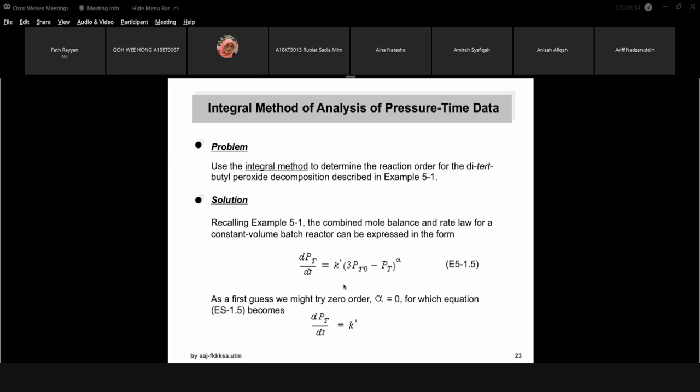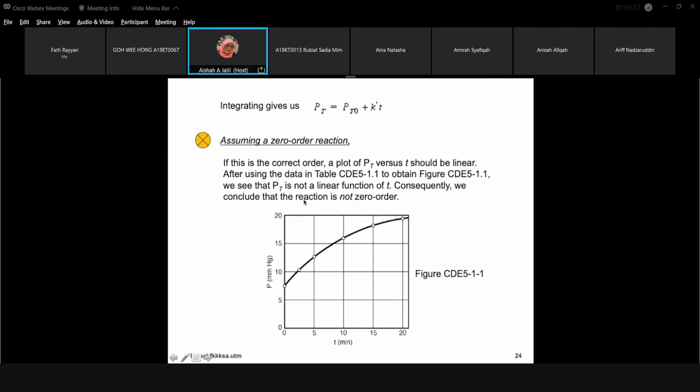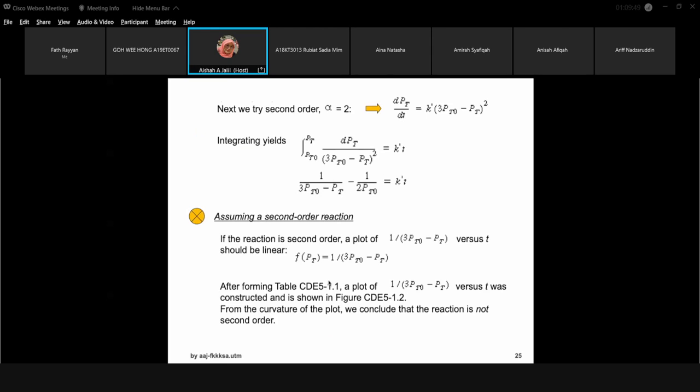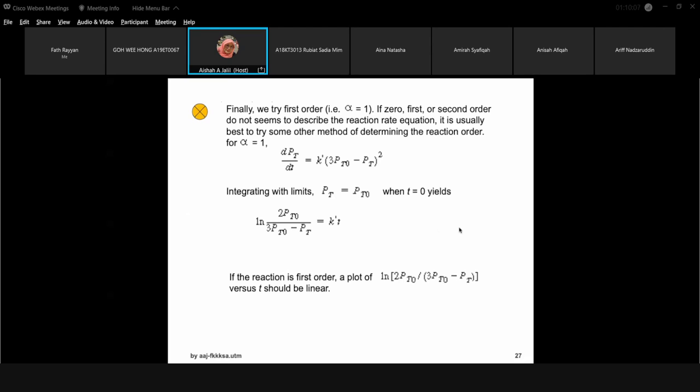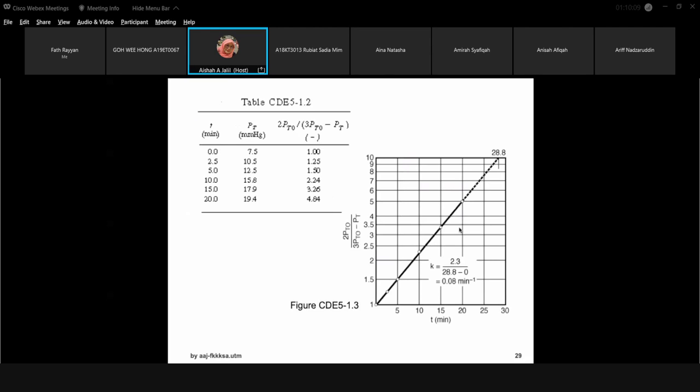Then you got this one. Okay, and then the plot. This is zero order. Dia plot macam ni dapat ni curve tau. Bukan garis lurus. So, ni salah. Have to draw another graph. So, dia assume yang kedua dengan second order pula. Dia assume yang second order dia dapat graph macam ni pula. Lekuk juga ni. Curve juga. So, this is not the same. Not the second order. First order pun bukan, second order pun bukan. There must be another one.